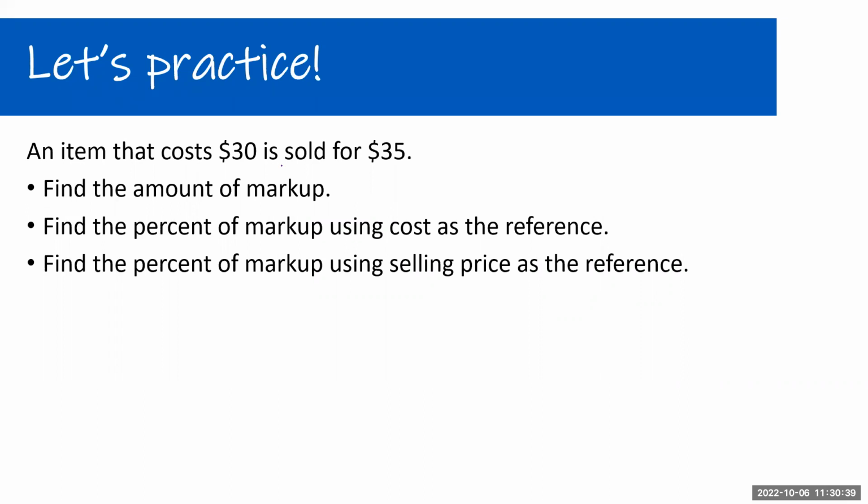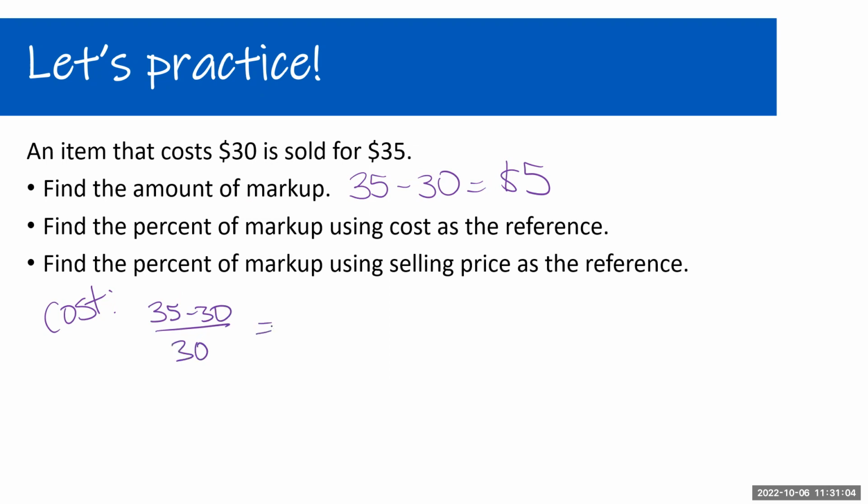Okay, so if we want to do this, the amount of the markup is just the difference in the selling price minus the cost. So it's just going to be $5. Now, if we're using cost as our reference, then our percent is going to be that 35 minus 30 divided by our cost of 30. So that's our denominator. If we calculate this, it's going to be 16.7%.